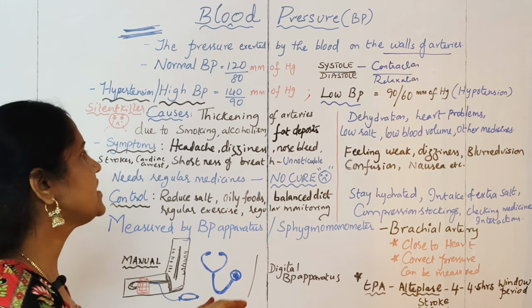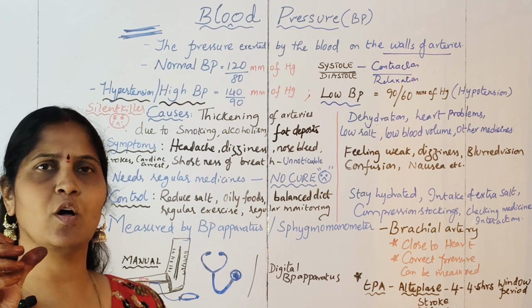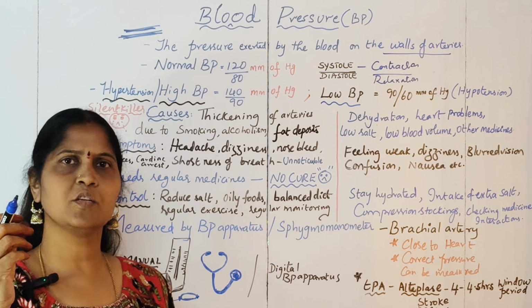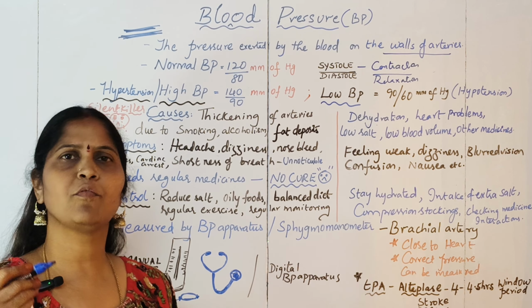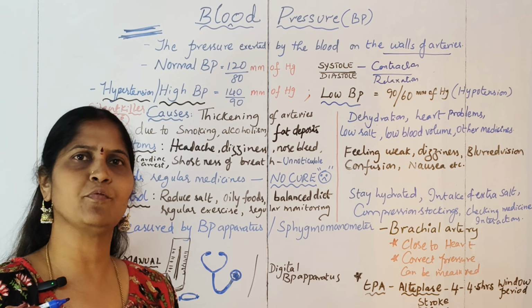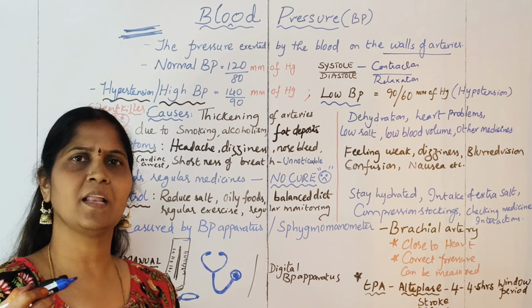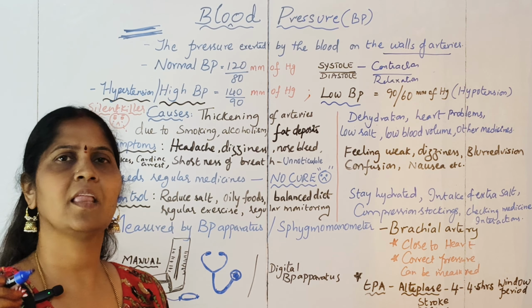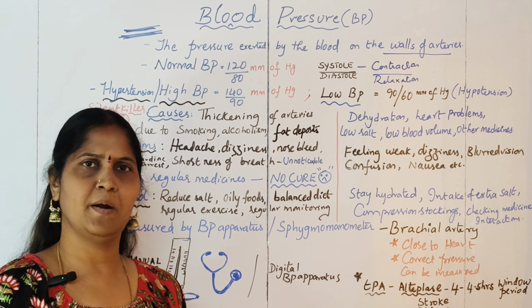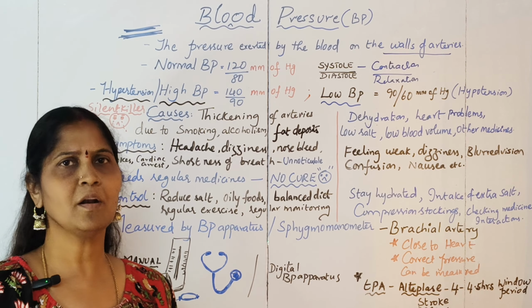So what are the causes? Thickening of the arteries. Why do the walls of the arteries get thickened? It is due to bad habits like smoking, alcohol, or eating a lot of junk foods or fried foods which contain a lot of fat. These fatty materials may get deposited within the arteries, and that may lead to an increase in blood pressure. So hypertension is caused by these different causes.